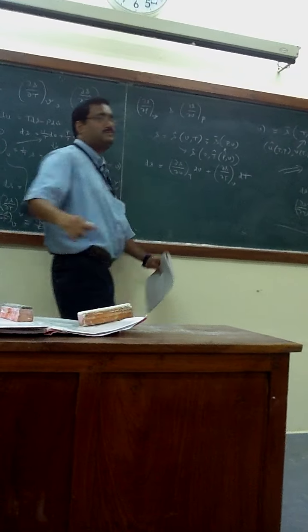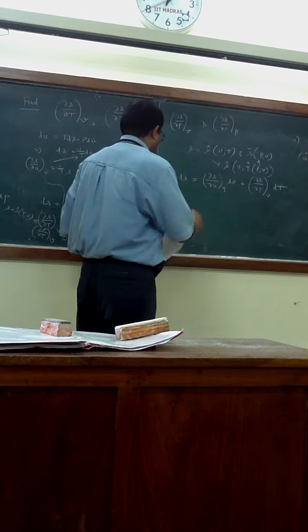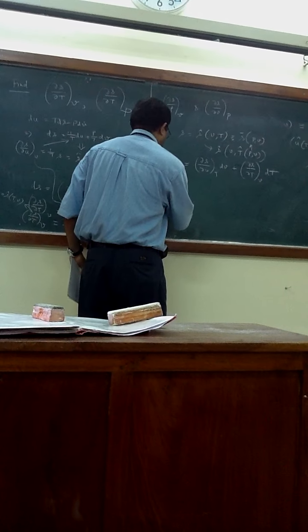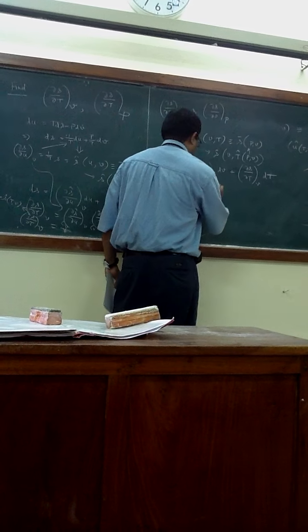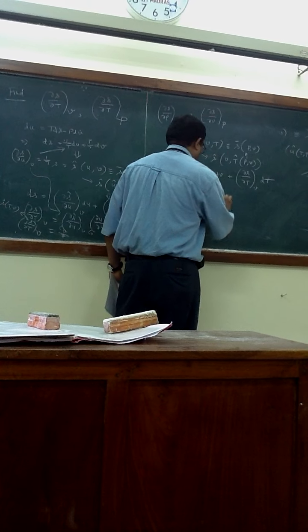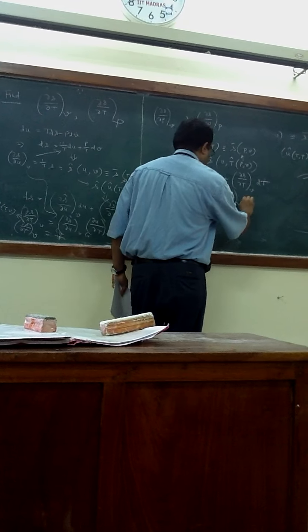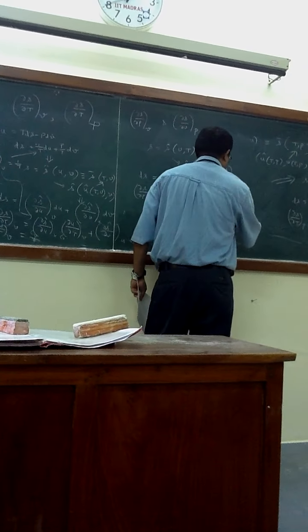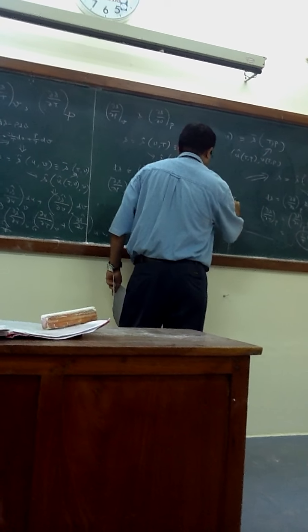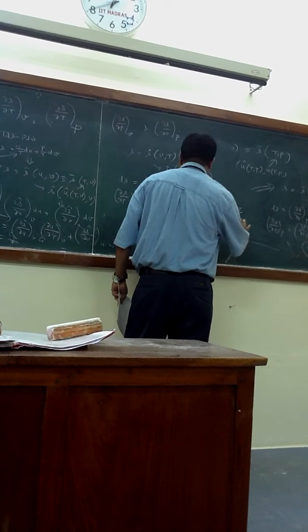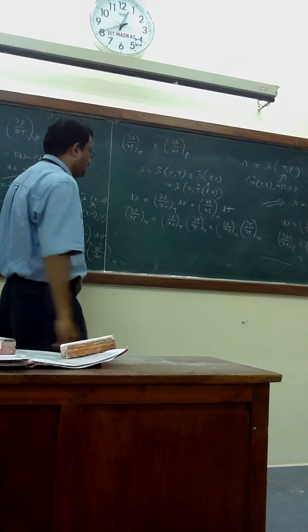Next step, we have to differentiate with respect to P and V. So ∂S/∂P at fixed V. Next step: ∂S/∂V at constant T times ∂V/∂P at constant V, plus ∂S/∂T at constant V times ∂T/∂P at constant V. That term will go.